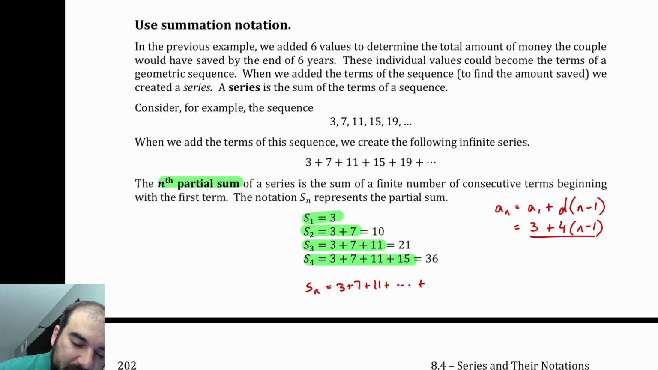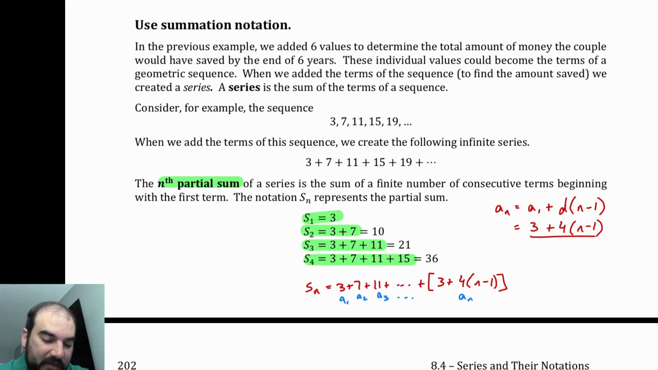So this being the explicit formula for the nth term, we could just plop that right here and say we're going to add up all the way to this term here, which is the nth term, right? So you have something like a sub 1, a sub 2, a sub 3, dot, dot, dot, and then this is a sub n. That is representing the nth term.